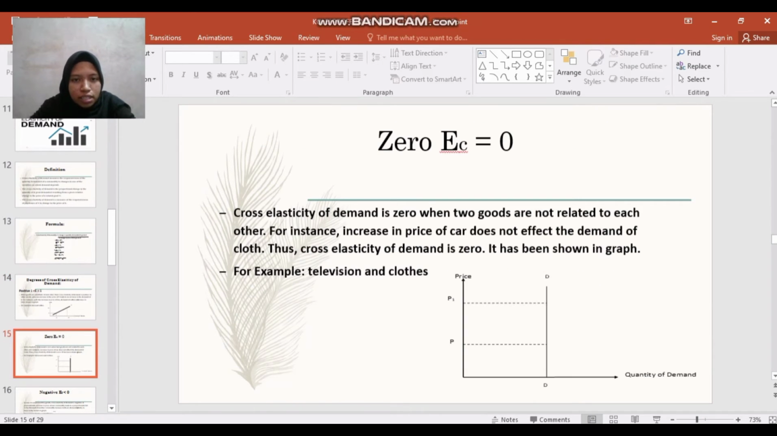The second is zero. The cross elasticity of demand is zero when two goods are not related to each other. For instance, an increase in the price of cars does not affect the demand for clothes. Thus, the cross elasticity of demand is zero. This is shown in this graph. For example, unrelated goods with zero elasticity are television and clothes.